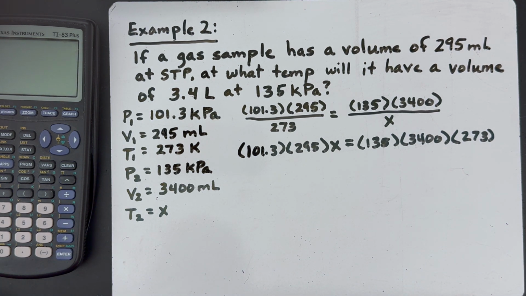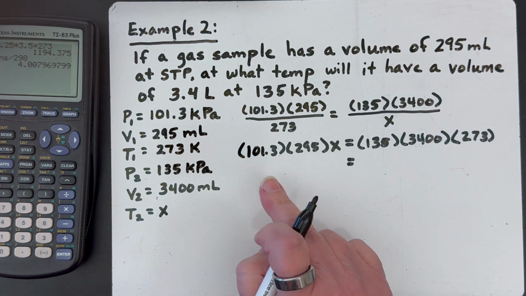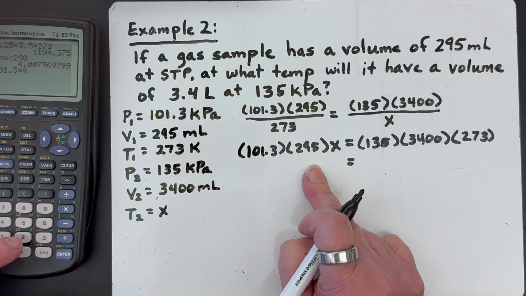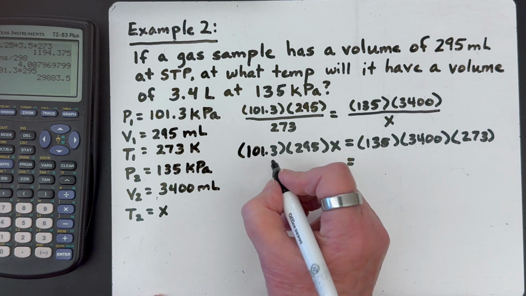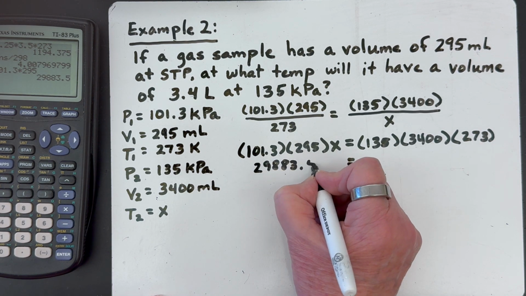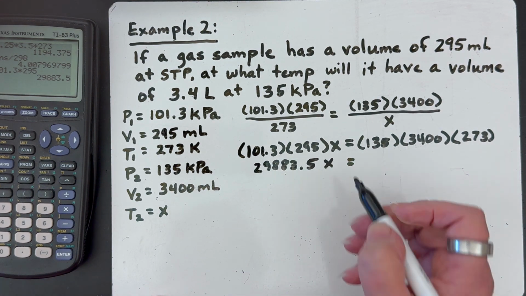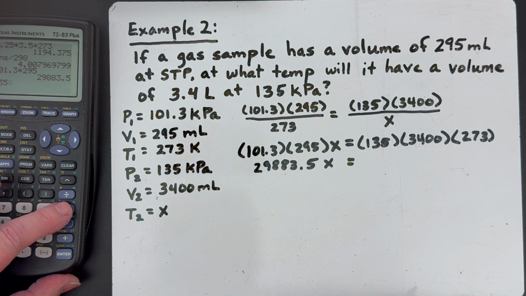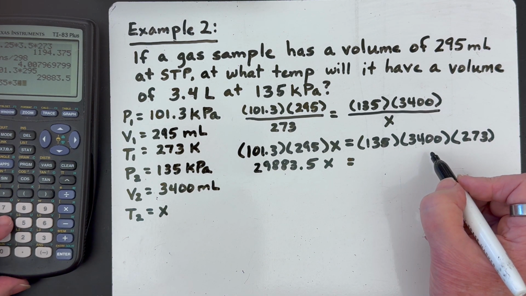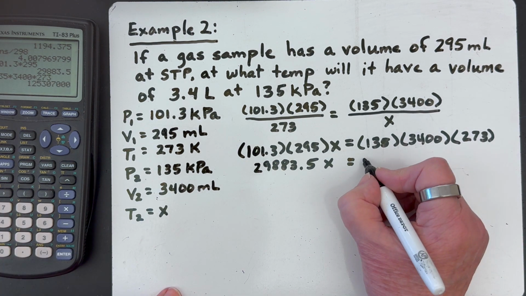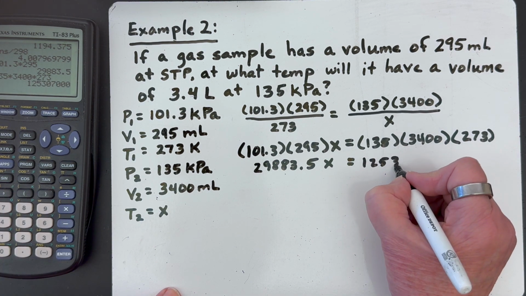So let's go ahead and work out our numbers. On the left, we have 101.3 times 295. So we have 29,883.5 times x. So the x is still there. These two multiply together to give us that. On this side, we're going to multiply all three together. So we're going to have 135 times 3,400 times 273. And that equals 125,307,000.